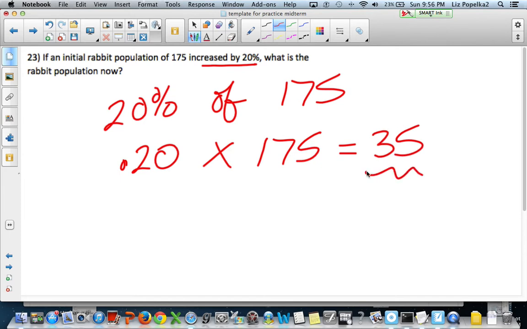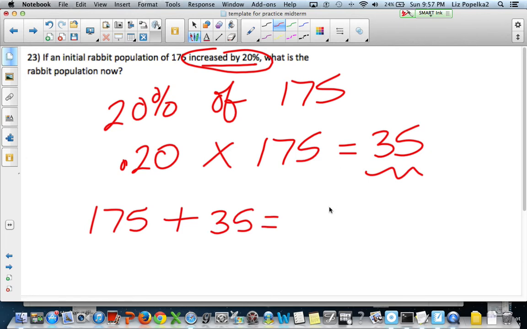Now 35 is not the actual answer to this question. It says it increased by 20%, so this is how much it went up. We need to know what the rabbit population is now. So we have to take that original 175, add the 35, that gives us a total of 210.